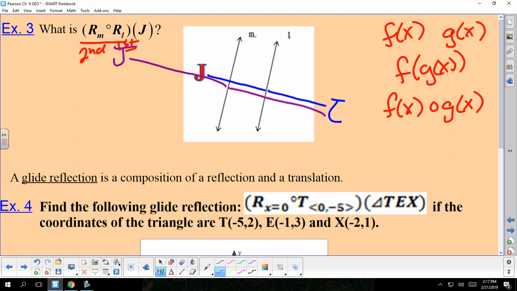So one of the most common compositions is the glide reflection. The glide reflection is a combination or a composition of a reflection and a translation. We have a translation and a reflection together. These ones we typically do the translation first and the reflection, but it turns out you're going to end up in the same spot regardless of which one you perform first.